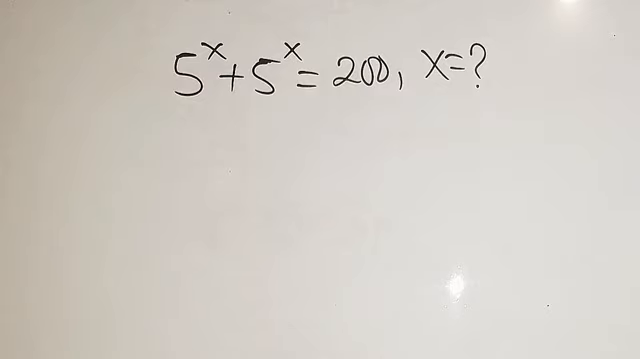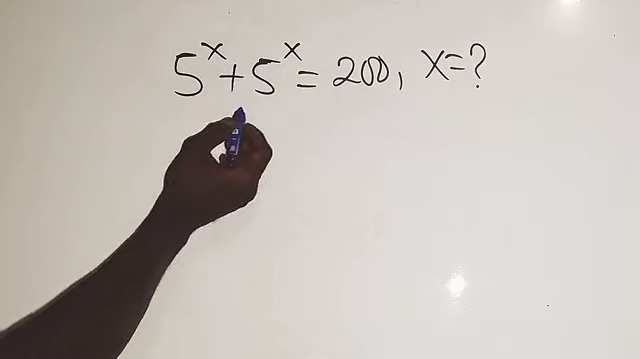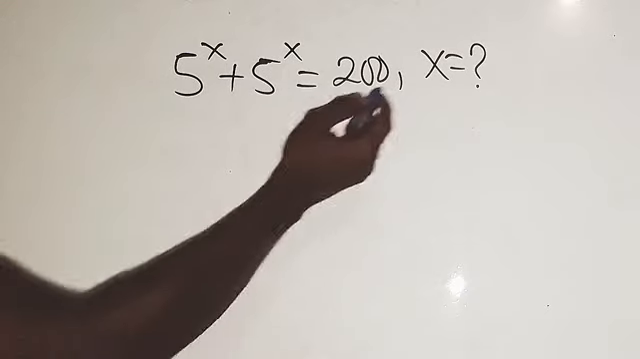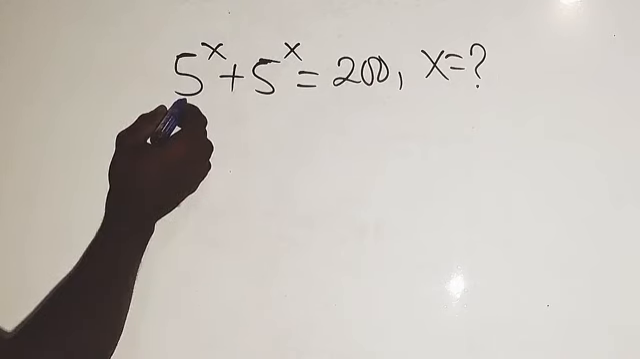So we have this equation here. The question says 5 to the power x plus 5 to the power x equals 200. What's the value of x? Okay, so now this is an exponential equation.